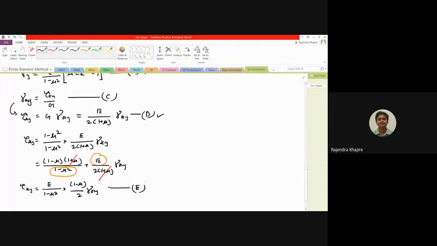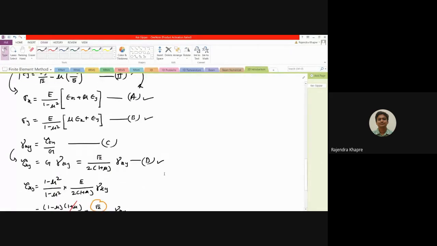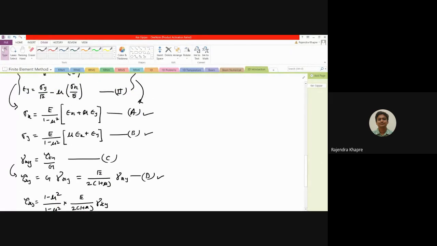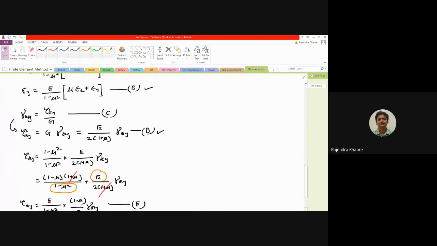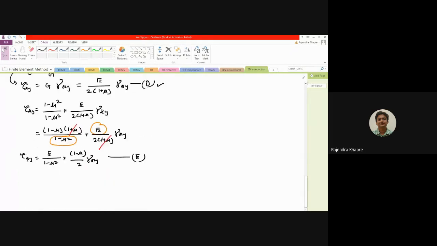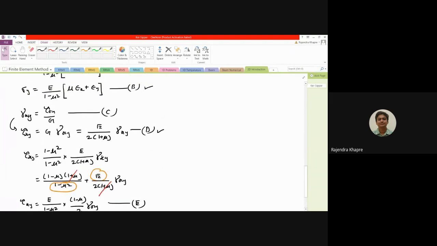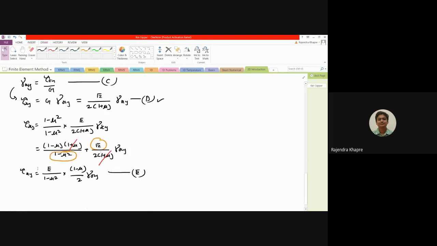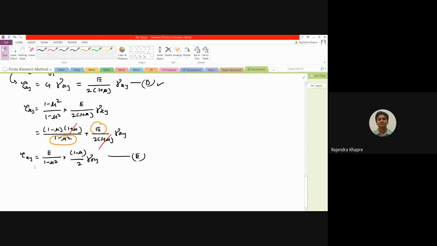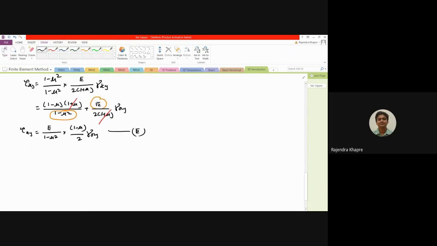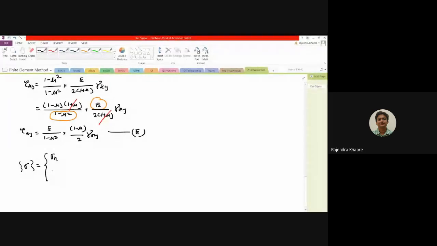Now if you refer to the three expressions written over here, the sigma x expression, then the sigma y expression, then the tau xy expression, in all three you are getting E divided by (1 minus mu square) as a constant. So I can rewrite all the terms over here. This is a simple stress vector. The stress vector in the 2D case consists of sigma in x direction, sigma in y direction, and the shear in xy direction.